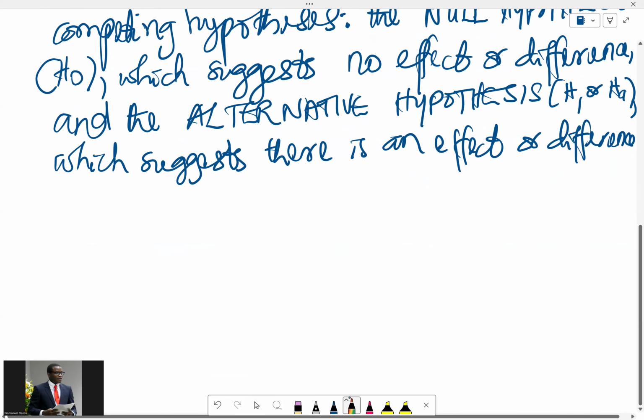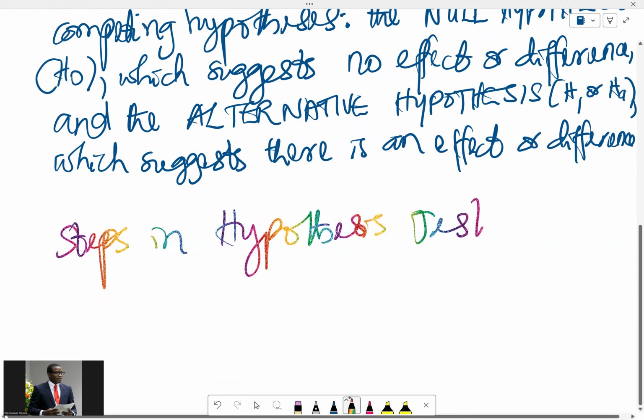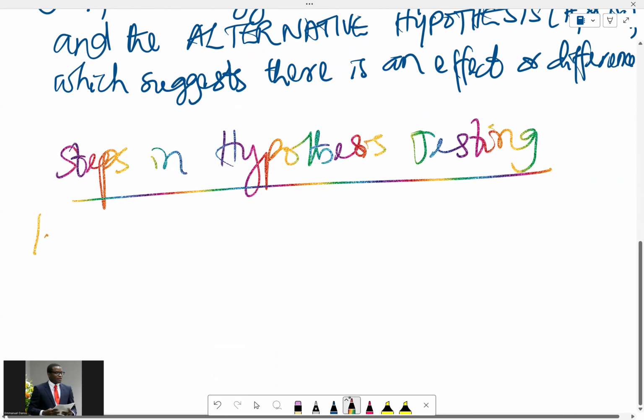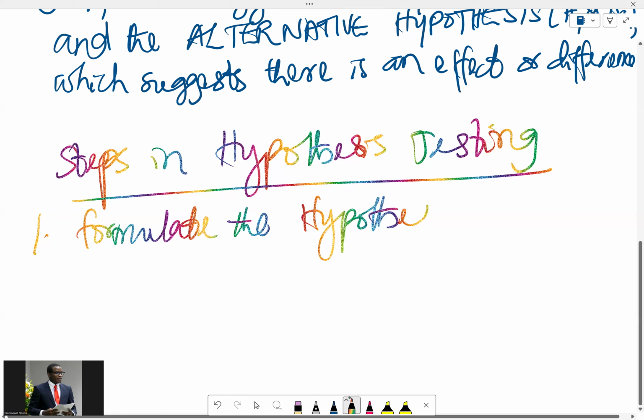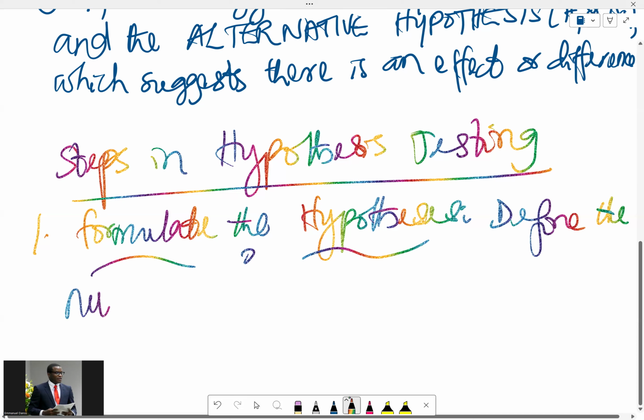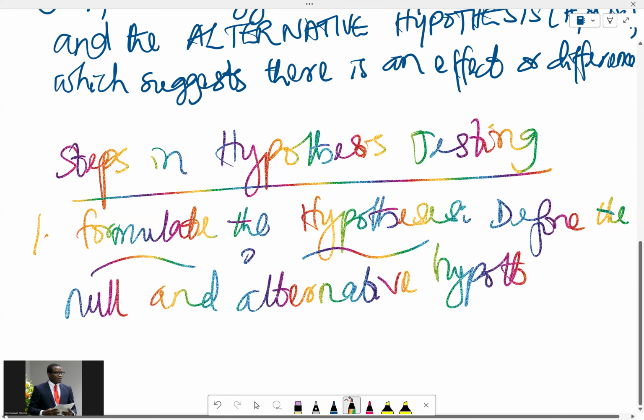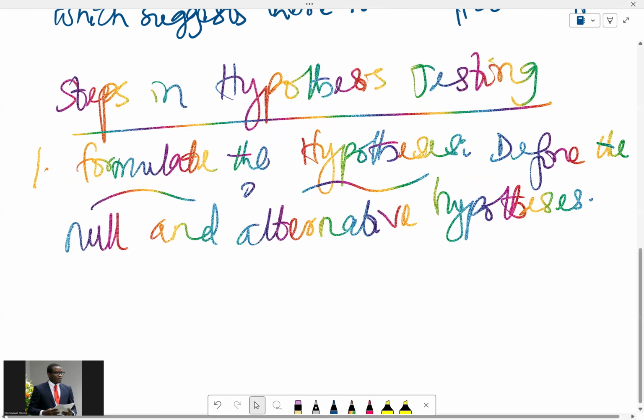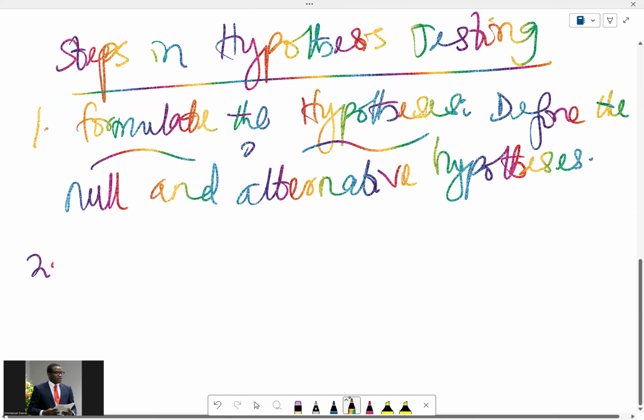Now, let's talk about steps in hypothesis testing. So the first step is to formulate the hypothesis, like we've mentioned. Formulate the two hypotheses. Here, you define the null and alternative hypothesis. Simply, the null hypothesis is something like there is no difference between this and that, or this particular thing has no effect. Whereas the alternative hypothesis would be that there is a difference or there is an effect caused by this particular thing, usually.